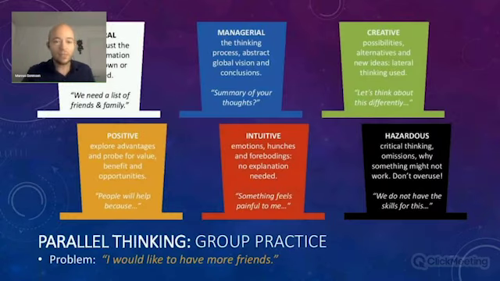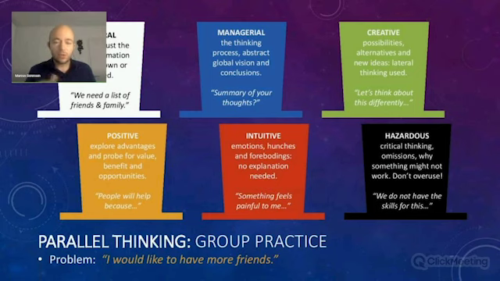The first one is the neutral hat. So this is about facts and just the facts, the information that is known or that is needed. For example, I've put a problem down here that we might try and solve. I would like to have more friends. So from a neutral hat perspective, the white hat, we might say, well, I need a list of your current friends and family to understand how broad of a problem is this? You know, do you have 300 friends on social media, but you only ever see one friend in person?